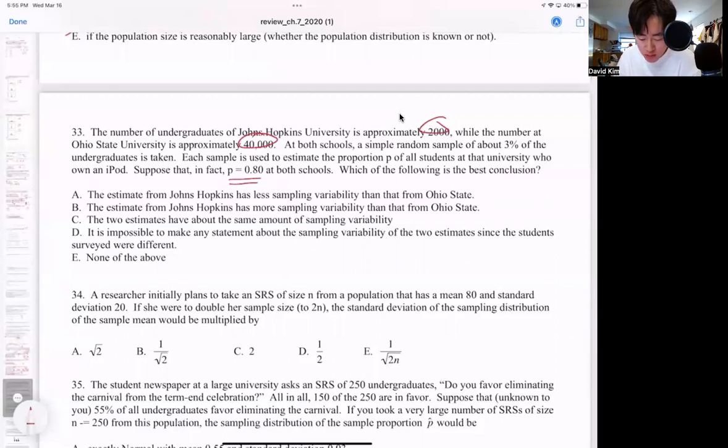The estimate from Johns Hopkins has less sampling variability. Oh, wow, this is so easy. So here, Ohio State University has a larger sample size. Larger sample size means the variability is smaller. So the estimate from Johns Hopkins, which only had 2,000, will have more sampling variability. So 33 should obviously be B in this one.